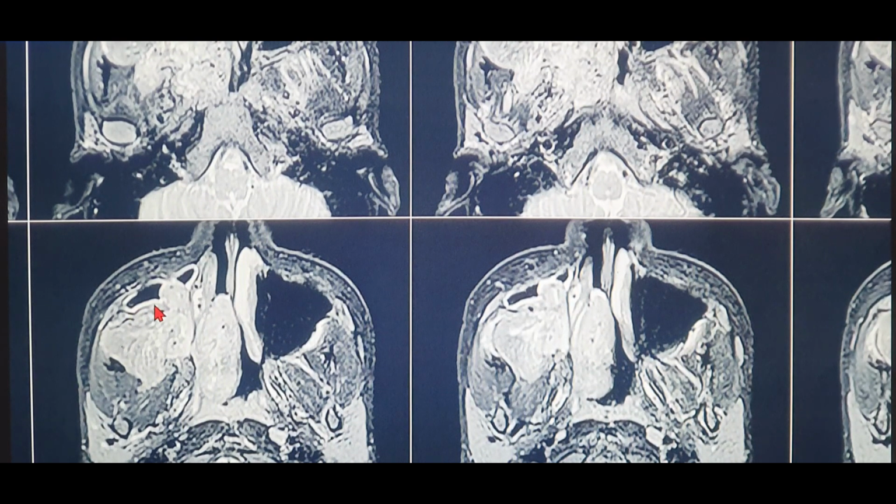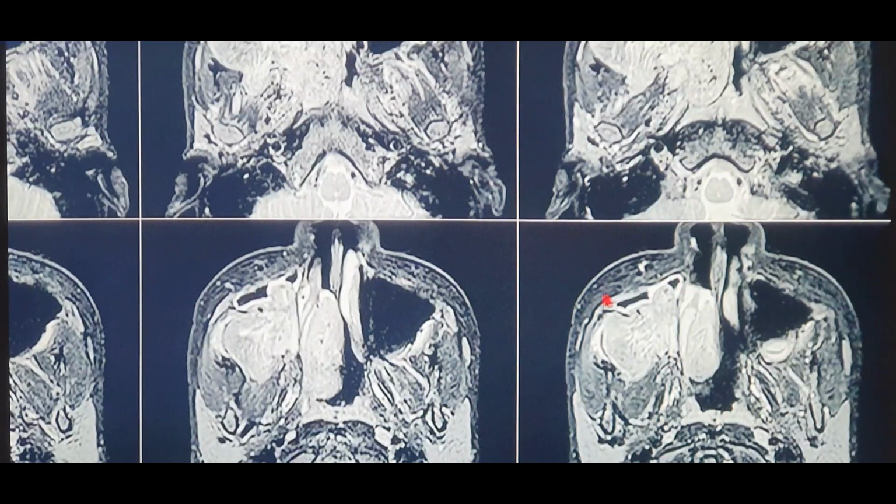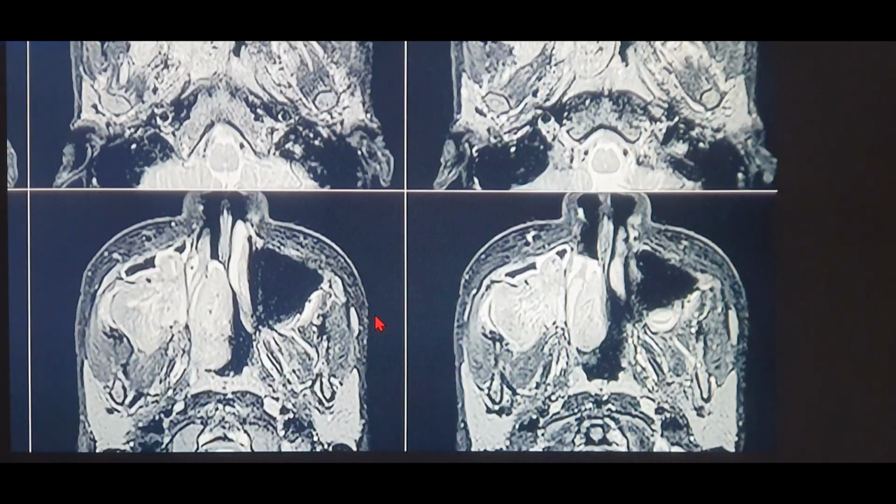You can actually see that the posterior wall of the maxillary sinus is being breached over here, and the tumor is entering into the maxillary sinus. You can appreciate the posterior wall of the maxilla, which is covered with secretions. You can see the breach in the posterior wall of the maxilla, and this is the exterior cheek area where the subcutaneous tissue is. There was cheek swelling. As you can see, there's a lot of cheek bulge over here.